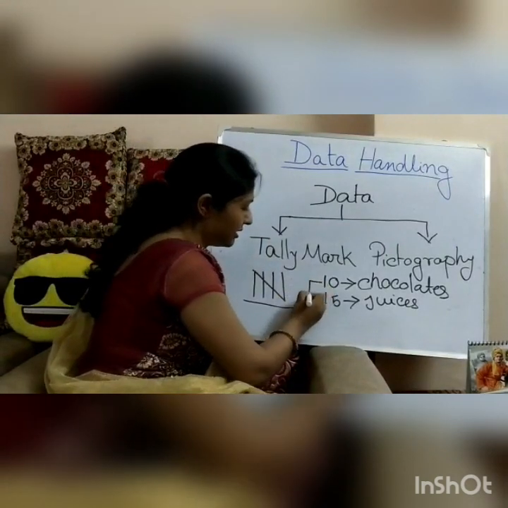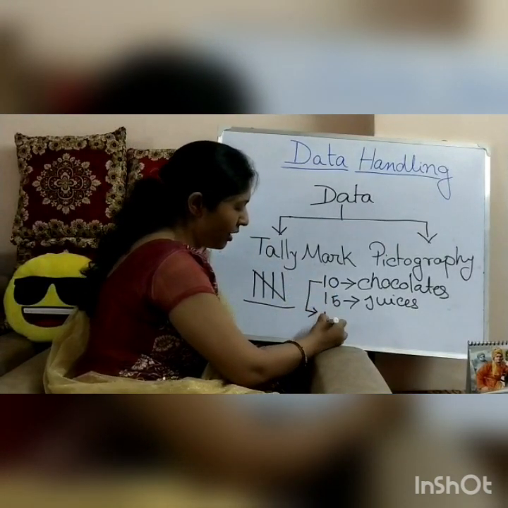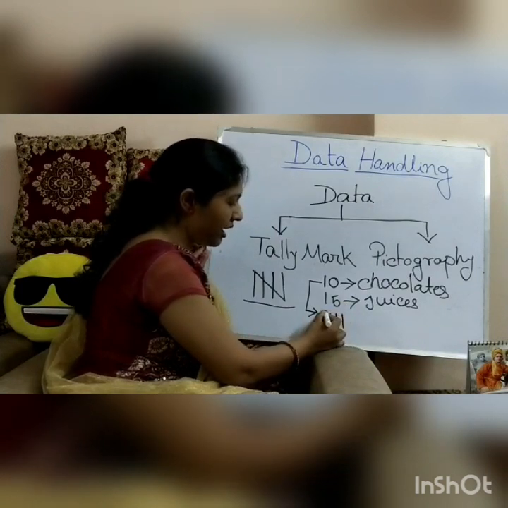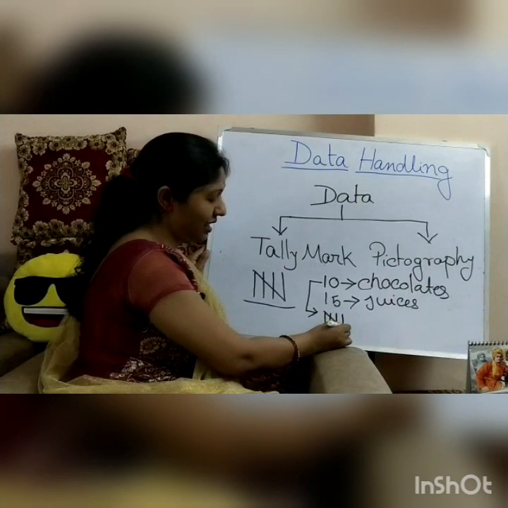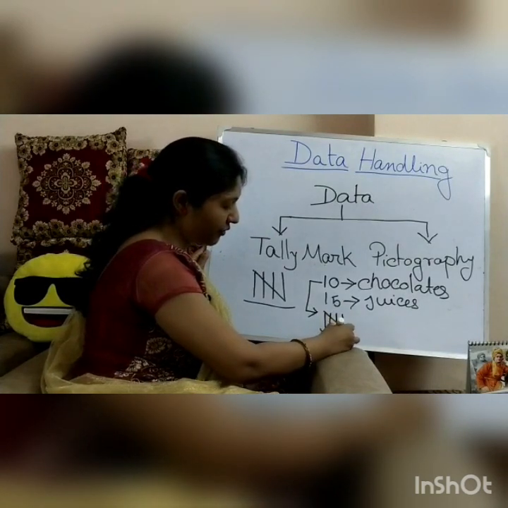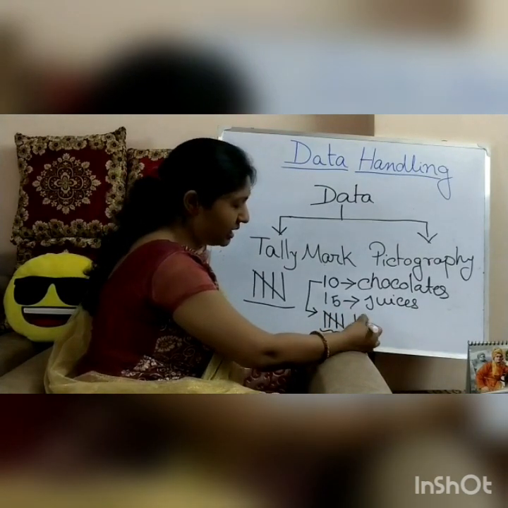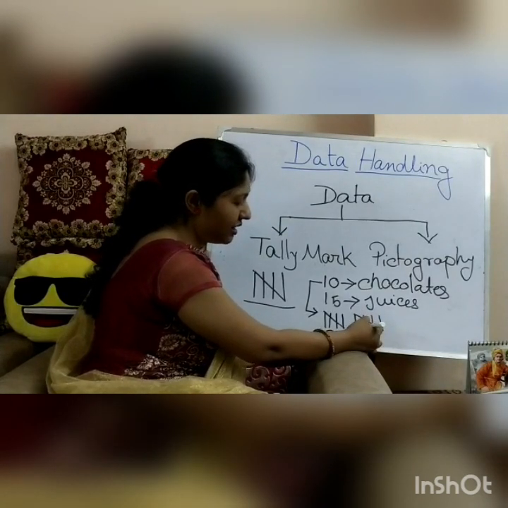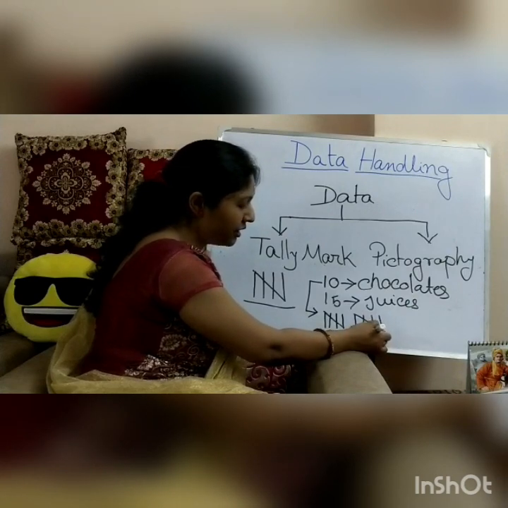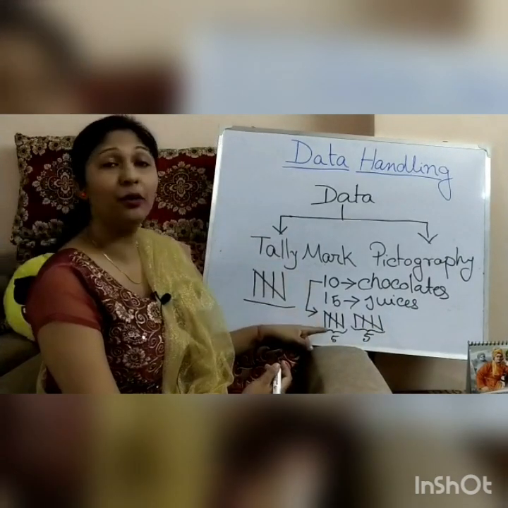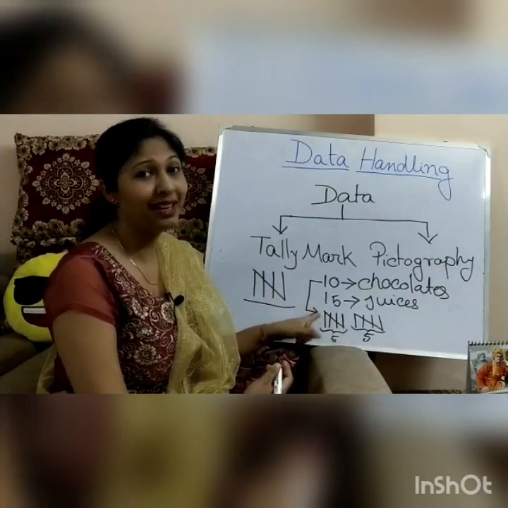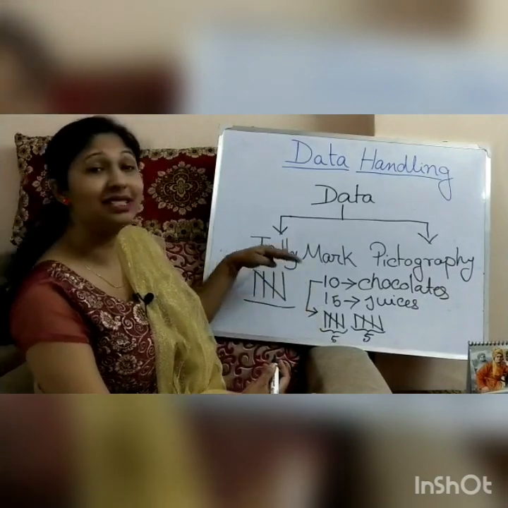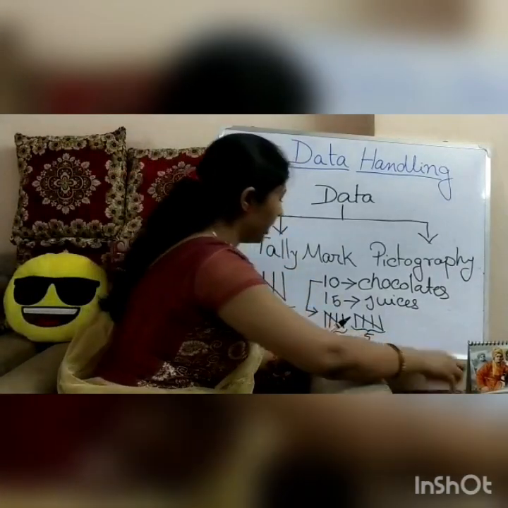That is, one vertical line, 2, 3, 4 and cross with this line, it is 5. Again 6, 7, 8, 9 and 10. Again 5 chocolates. So, this is the way he usually keeps his data using these tally marks. Okay.